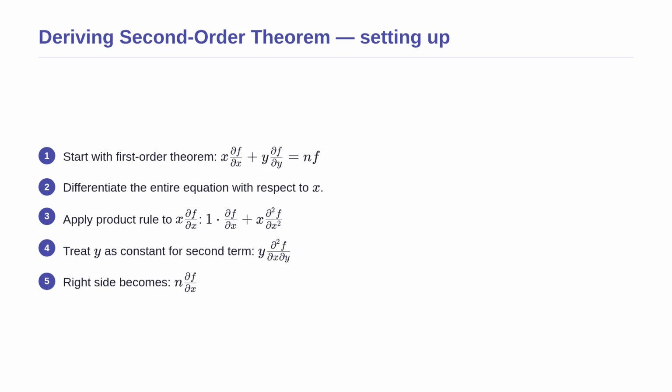To prove it, we start with the original first-order Euler's theorem that we already proved. We will differentiate that entire equation with respect to x to generate the second-order partial derivatives we are looking for. When we differentiate the left side, we must use the product rule on the first term because it is a product of x and a derivative that depends on x. For the second term, y is treated as a constant. The right side simply becomes n times the derivative of f with respect to x.